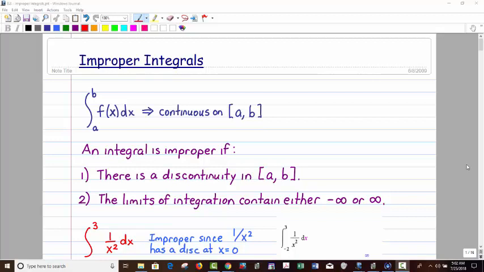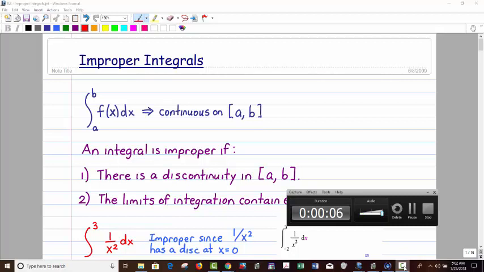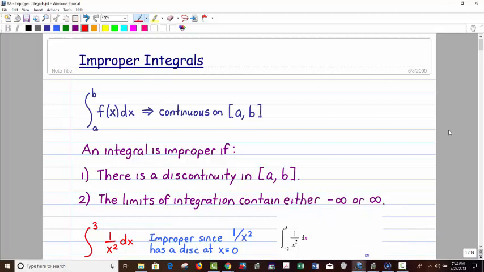Hello, this video is entitled Improper Integrals. Now let's talk about what determines why an integral is improper. The basic definition for a definite integral from a to b of f of x dx is that the function f of x must be continuous on the closed interval a to b.